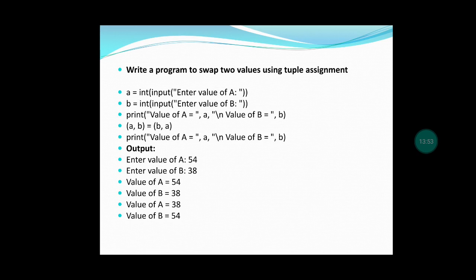But in a list we use the swap case function. Here we are just giving A comma B equal to B comma A. So the B value will be assigned to A and the A value will be assigned to B. So finally we are getting the output as A 38 and B 54. So instead of using a swap function, by using the tuple we can do this. Okay, I think you have understood this.